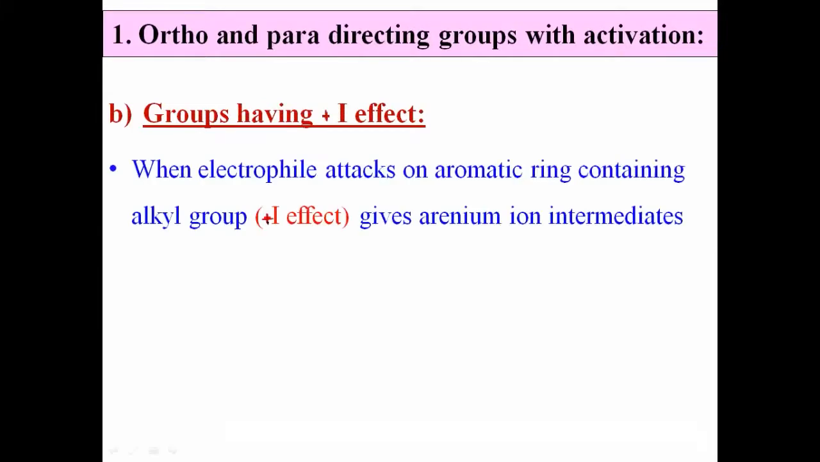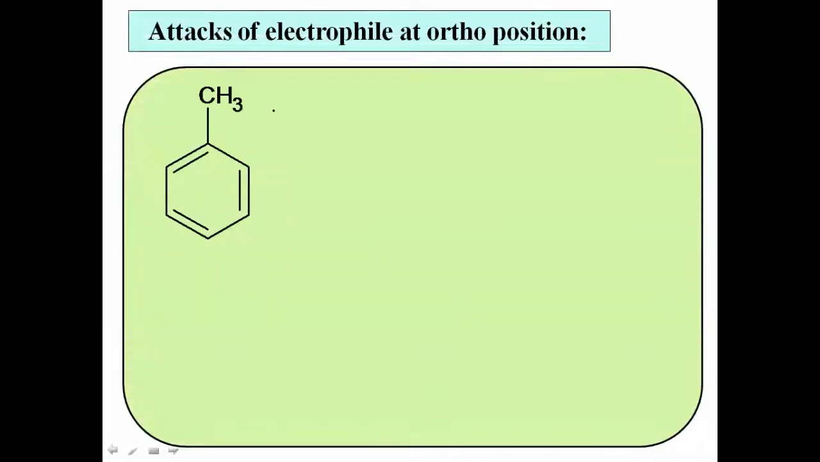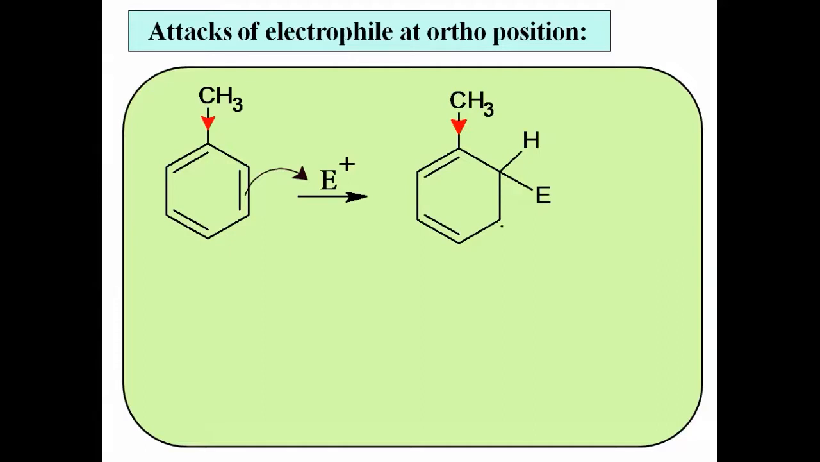Now let us see, suppose there is a plus I effect, what happens? For example, an alkyl group. I will take the example of an alkyl group. Suppose there is a methyl group attached to the aromatic ring. Then what happens? When that methyl group is attached to the aromatic ring, it has a plus I effect, an electron donating inductive effect. Now let us see what happens when the electrophile attacks that toluene. Suppose attack takes place at the ortho position, the pi bond breaks and a new bond forms between that ortho position and the electrophile, and we get the intermediate. Now that second carbon acquires a positive charge, and this is the Arenium ion.